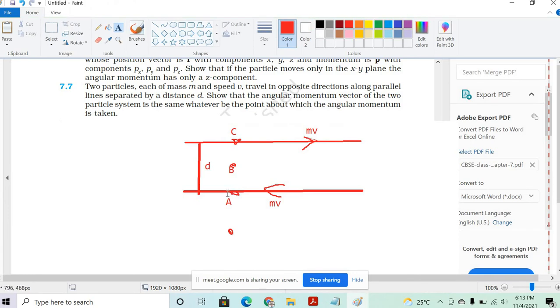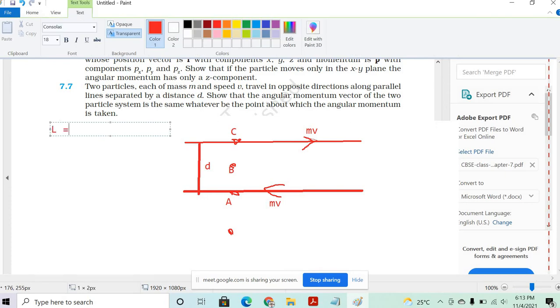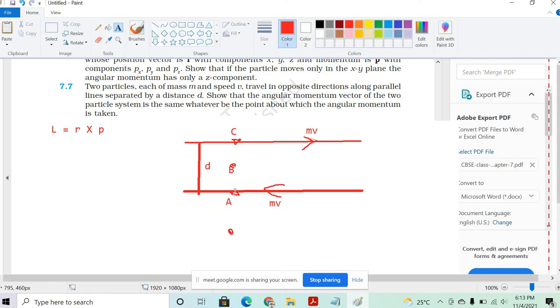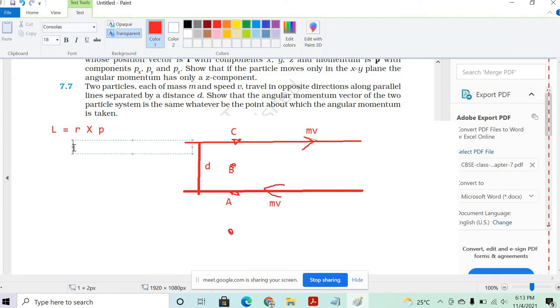What is the angular momentum at point A? The angular momentum is given as L equals r cross p. Here the momentum is in this direction, so the line passes through point A. The perpendicular distance from point A is 0, because it passes through the point, so this contribution is 0 times mv. Next part.